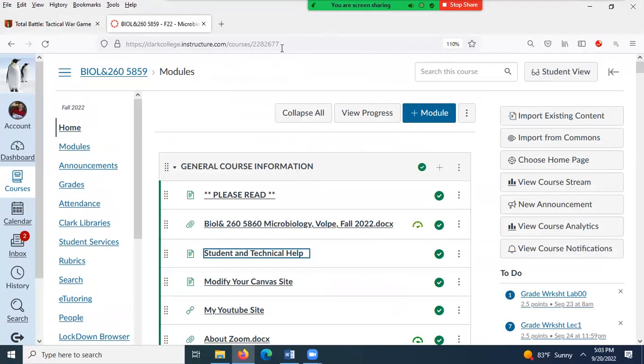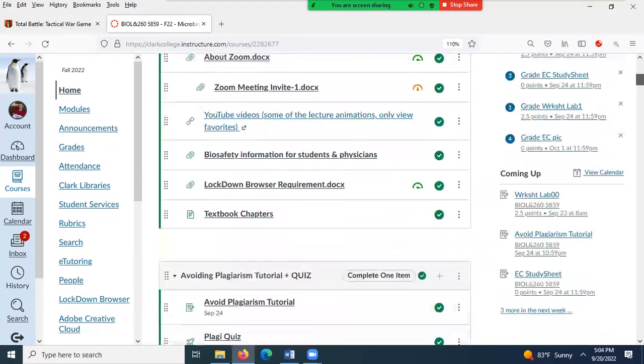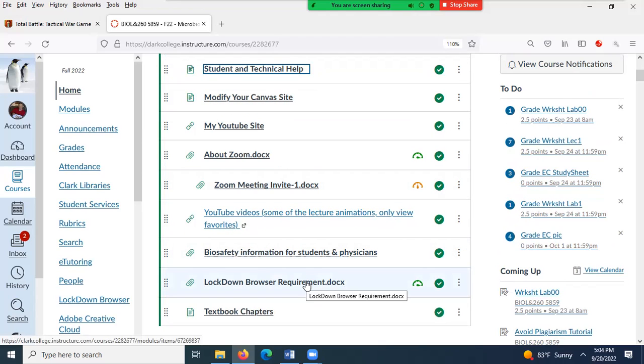This is particularly true if you have problems getting your quiz to run on your system. To take a quiz in this course, if it's a multiple choice quiz, I should say, you have to use the Respondus lockdown browser, and I'll talk a little bit more about that. Here it is, lockdown browser requirements. So for the multiple choice quizzes, you have to download the Respondus lockdown browser and then run that browser to take the quiz. Any question about any of that?